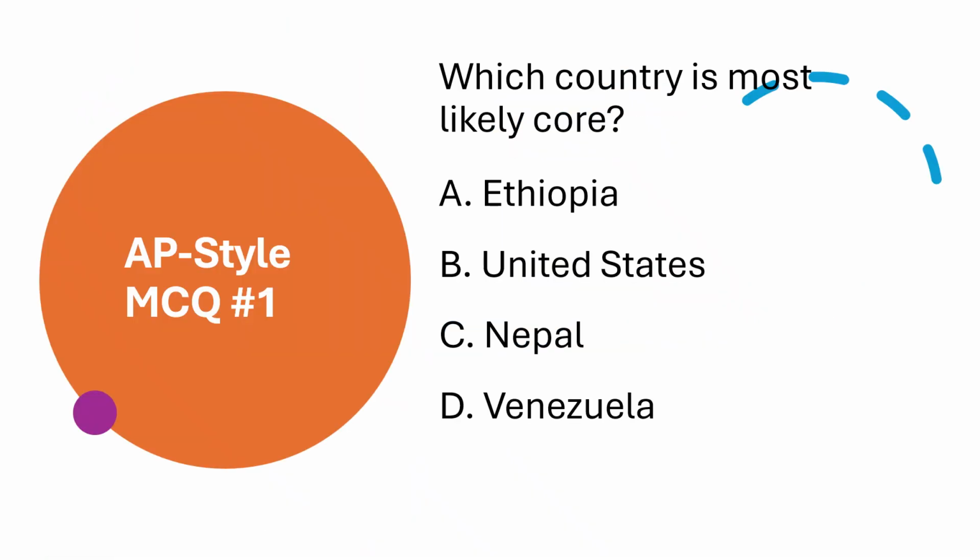Let's look at some questions to see how well you did with this review. Which country is most likely a core country? Is it A, Ethiopia, B, the United States, C, Nepal, or D, Venezuela? Take 10 seconds to choose the best answer from the choices given. If you chose the United States, you chose correctly. The U.S. sits in the core.